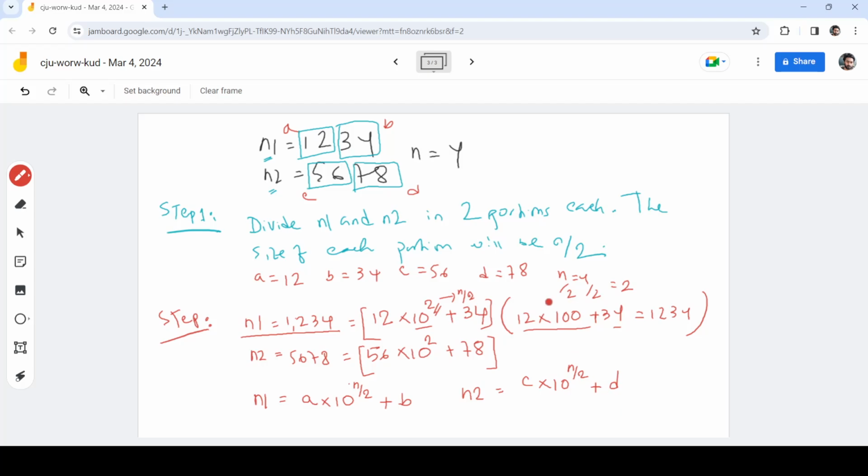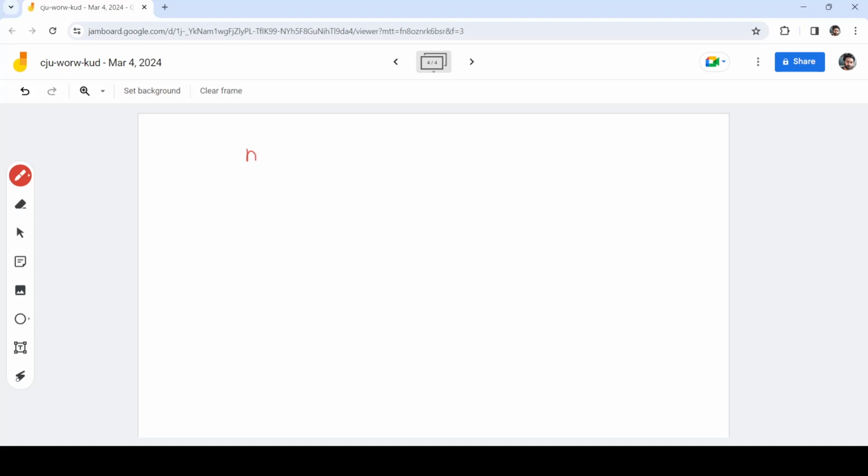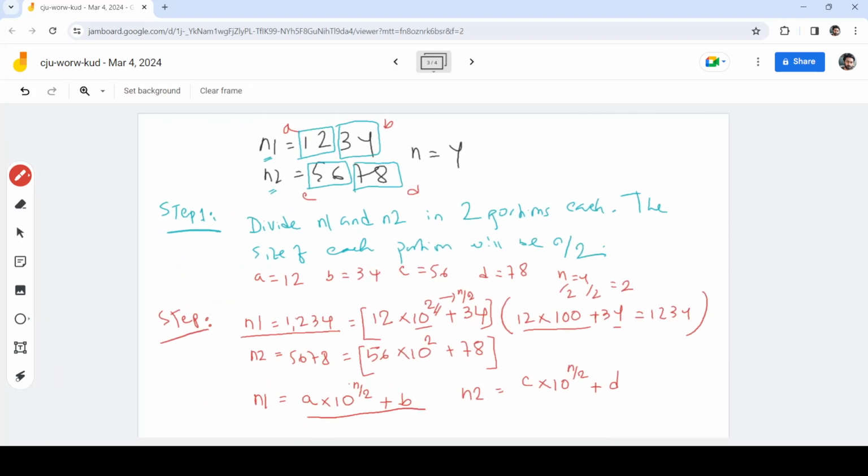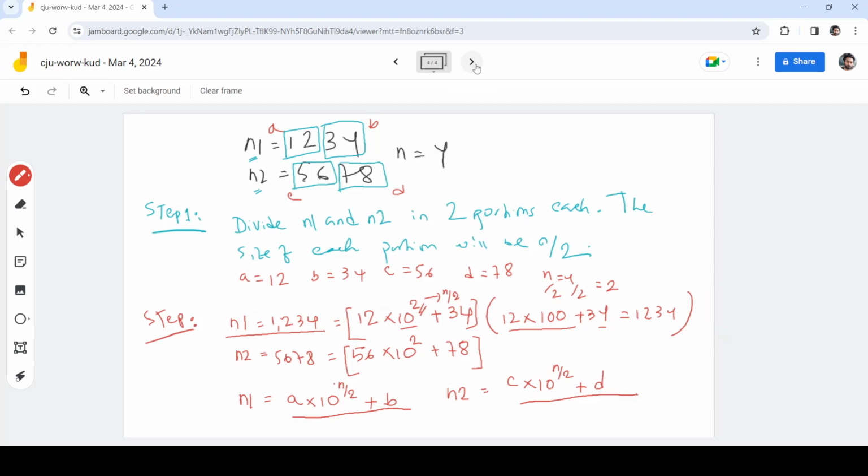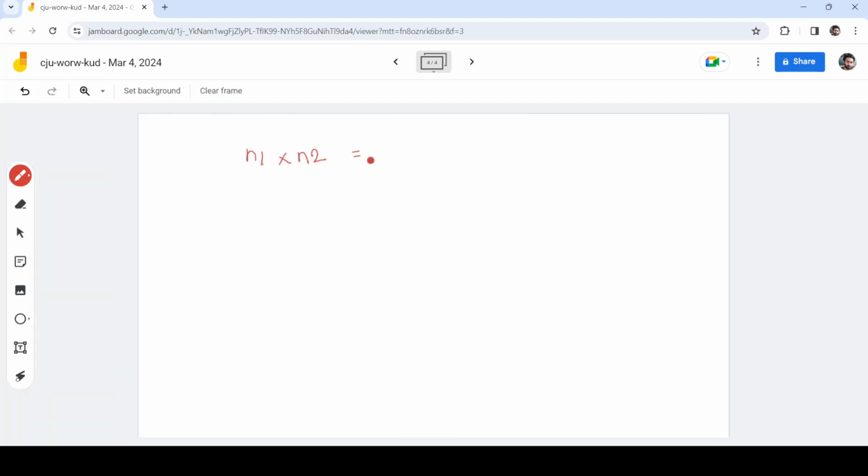তো আমার মেইন গোল ছিল এই দুইটা নাম্বারের গুণফল করা। তার মানে হচ্ছে আমার মেইন গোল ছিল n1 এবং n2 গুণফল বের করা, এবং n1 টাইমস n2 কে আমরা যে ফর্মুলা আমরা দেখেছি এই ফর্মুলা দিয়ে আমরা রিপ্রেজেন্ট করতে পারি। তাহলে কিভাবে কি দাঁড়ায়? So n1 times n2 কে লেখা যায় a times 10 power n over 2 plus b times c times 10 power n over 2 plus d.